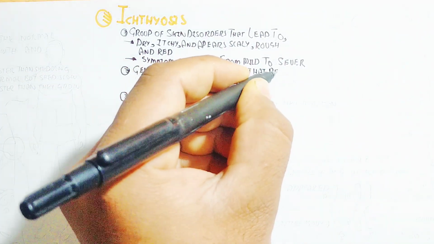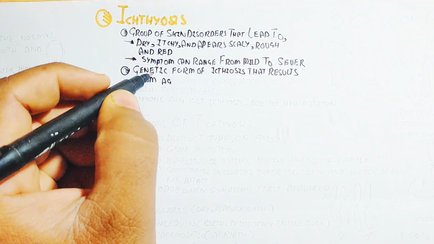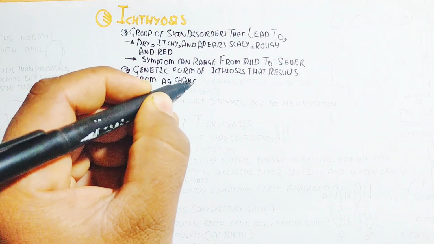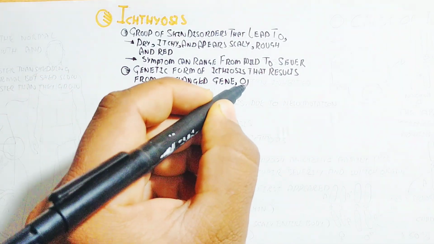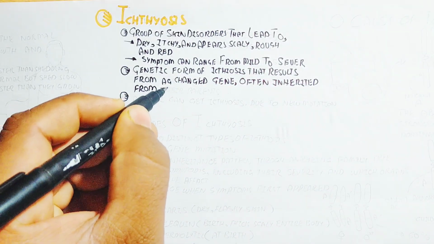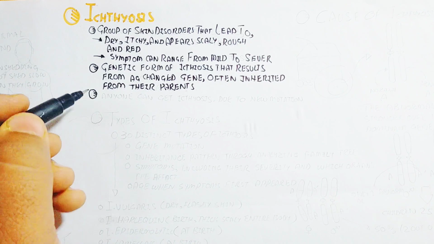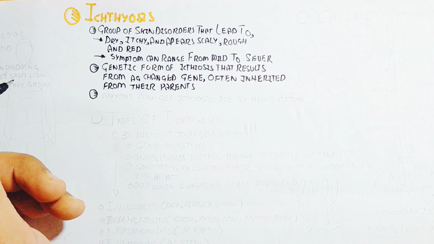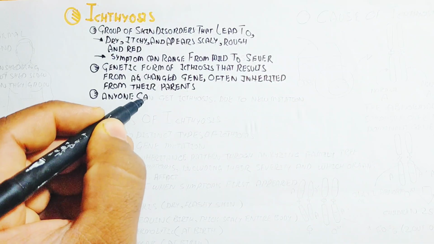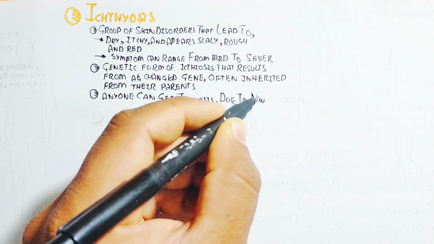The number one important thing you need to understand is the genetic form of ichthyosis, which results from a changed gene often inherited from the parents. Sometimes it is inherited, but it doesn't matter whether the inheritance is ichthyotic or not. Basically, anyone can get ichthyosis. So remember that it can also be due to a new mutation.